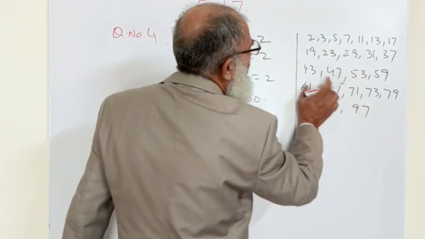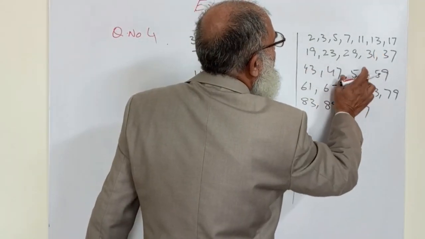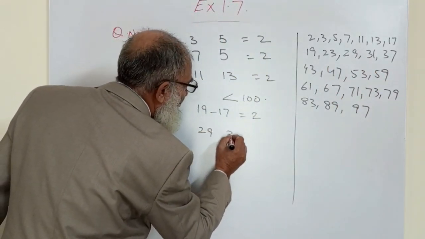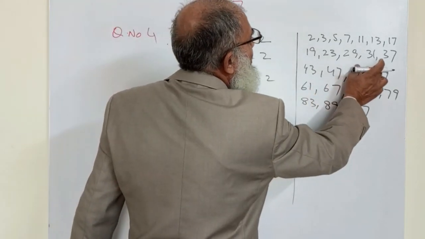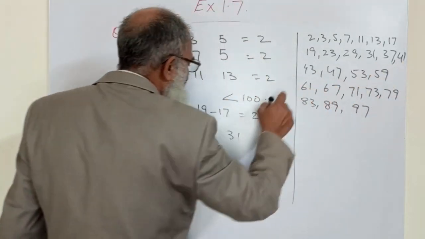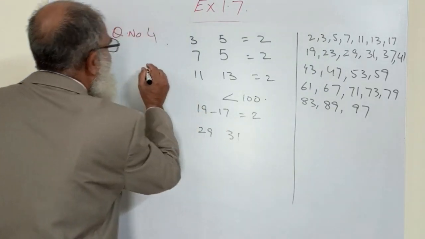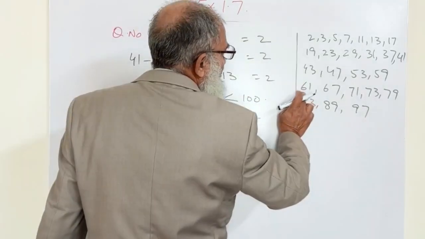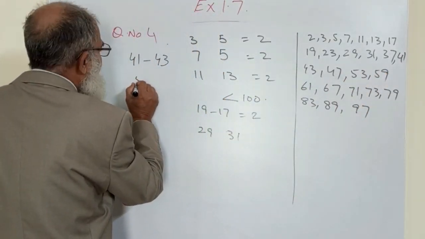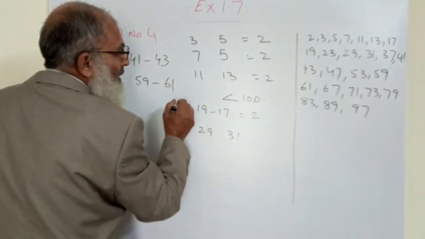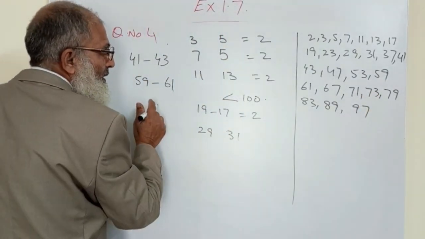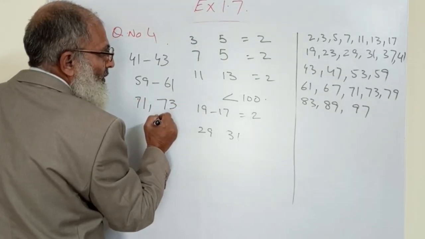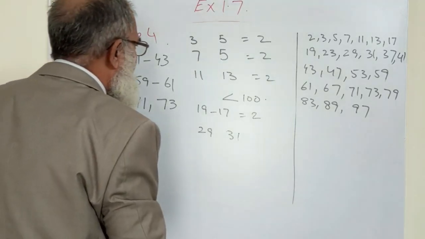So 29 and 31. Next is 41 and 43. Then 61 and 59. And then comes 73 and 71. And this was the last.